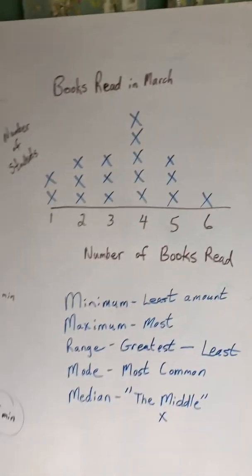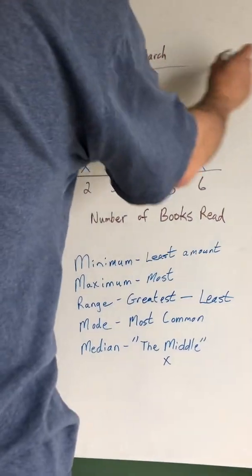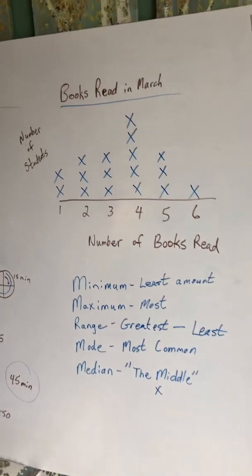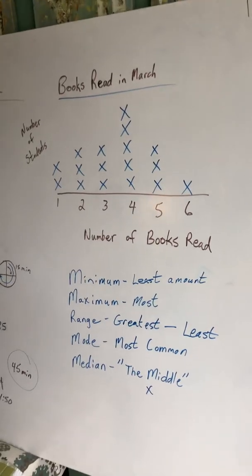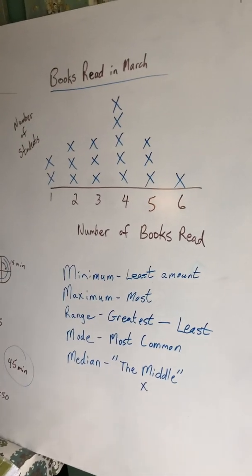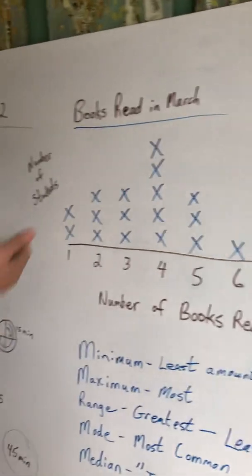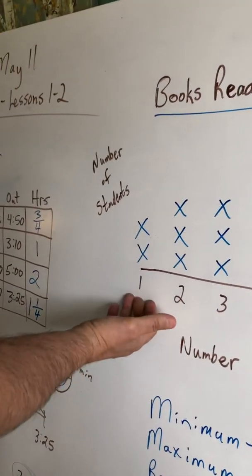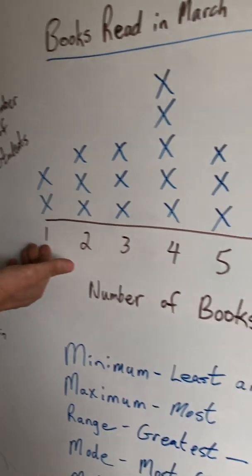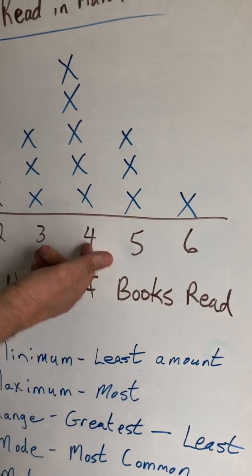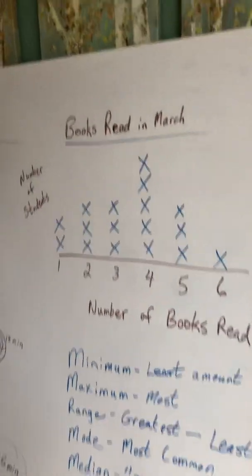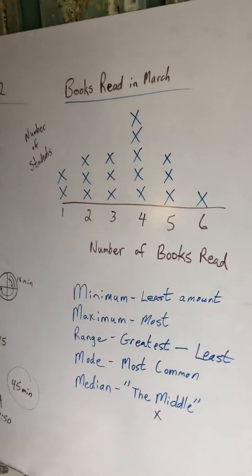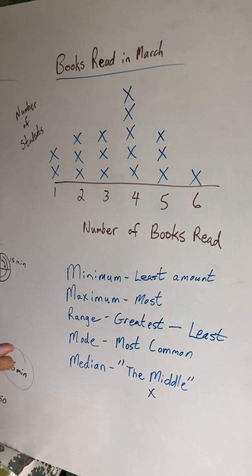So I made up this line plot for you, and let's go back to reading month. The last time we were in school, we were reading a lot of books. So here's a line, and I've got kids that read 1 book in March, 2 books, 3 books, 4 books, 5 books, 6 books. And up here is the number of students that read that amount of books.